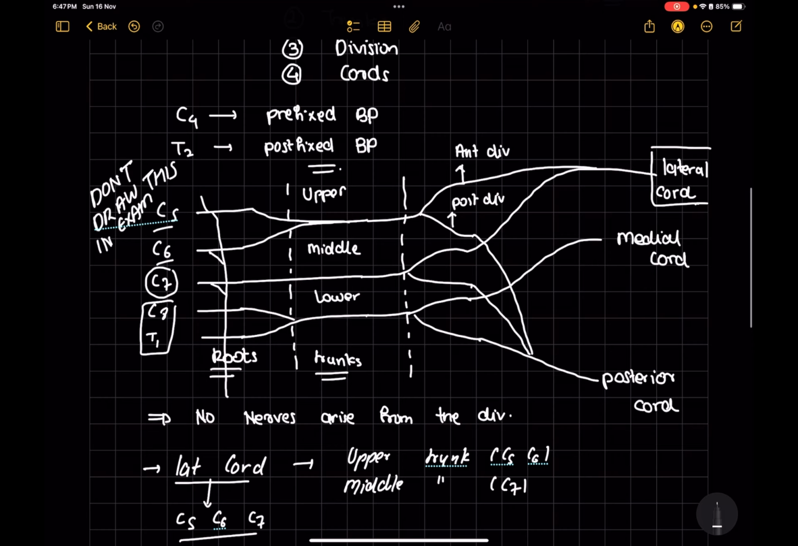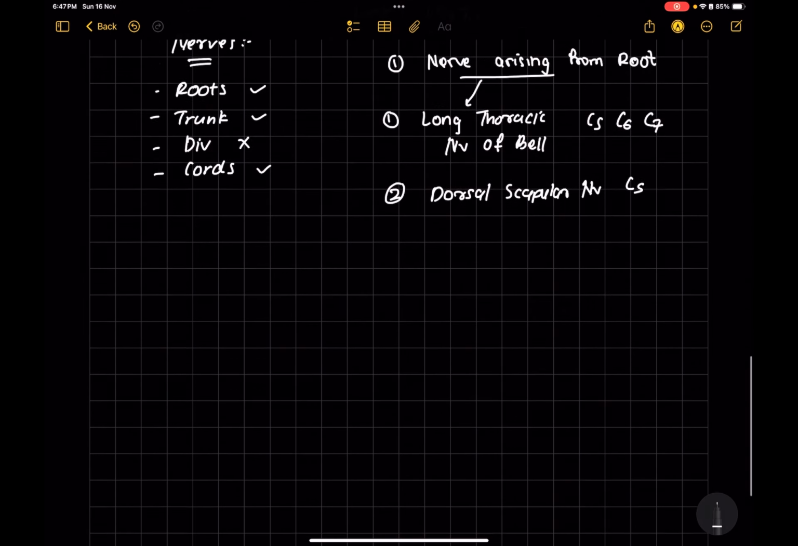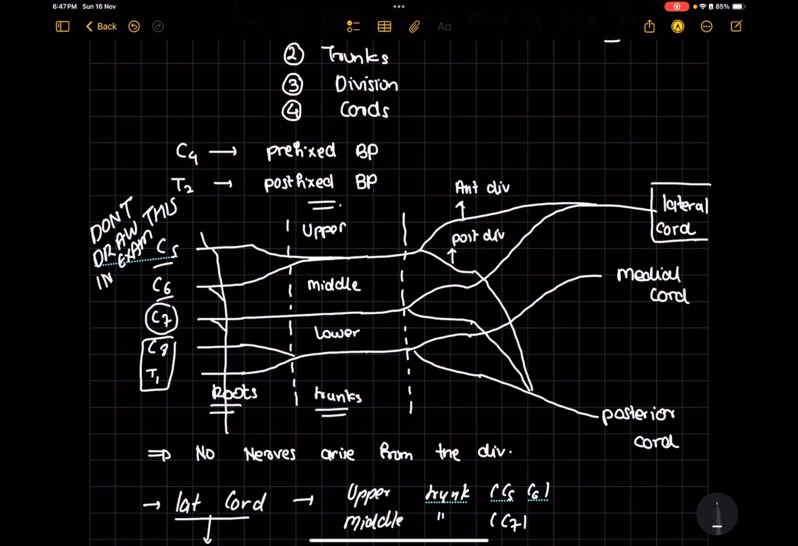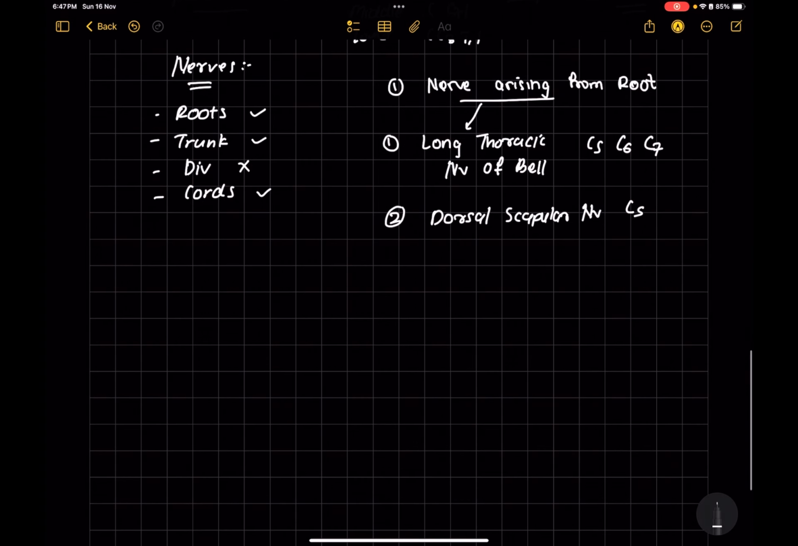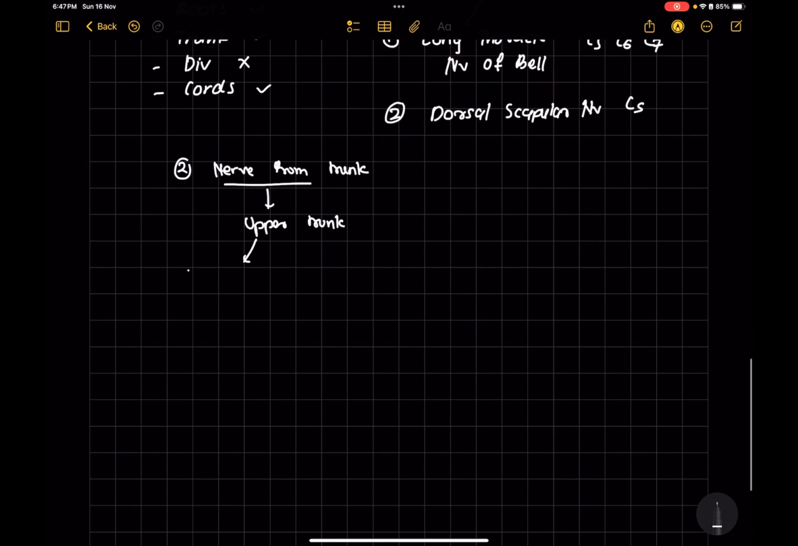Now there are two nerves that arise from the upper trunk. Just pay attention here. These are the two nerves that arise from the upper trunk. What are the names of these two nerves? There are only two nerves coming from the upper trunk. Those nerves are the suprascapular nerve and the nerve to subclavius. Now what is subclavius? Subclavius is a muscle.